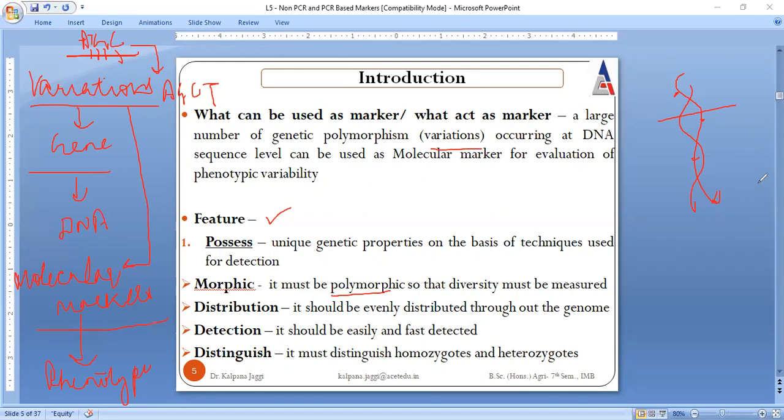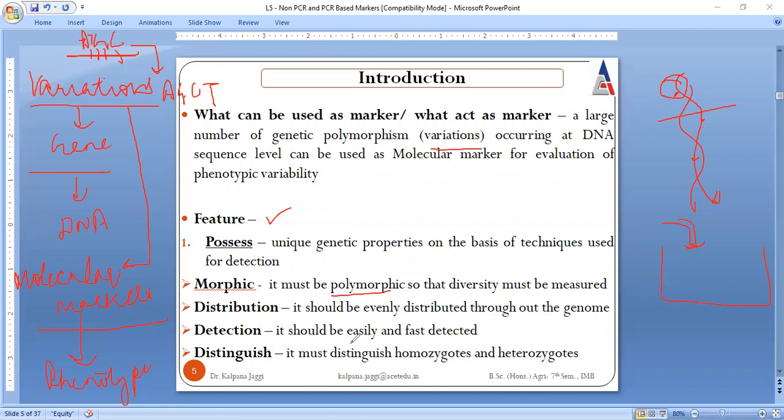But the important parameter is that molecular markers should be easily and fast detected. It should not be like you are given a pool of unknown DNA, and within the unknown DNA, you yourself don't know what actually is the sequence of, say, the molecular marker. And it takes a number of years for you to recognize the sequence of the molecular marker first. By the time you recognize the molecular marker sequence, it is very late and you are taking too long for the identification of DNA that are present in this unknown pool, right?